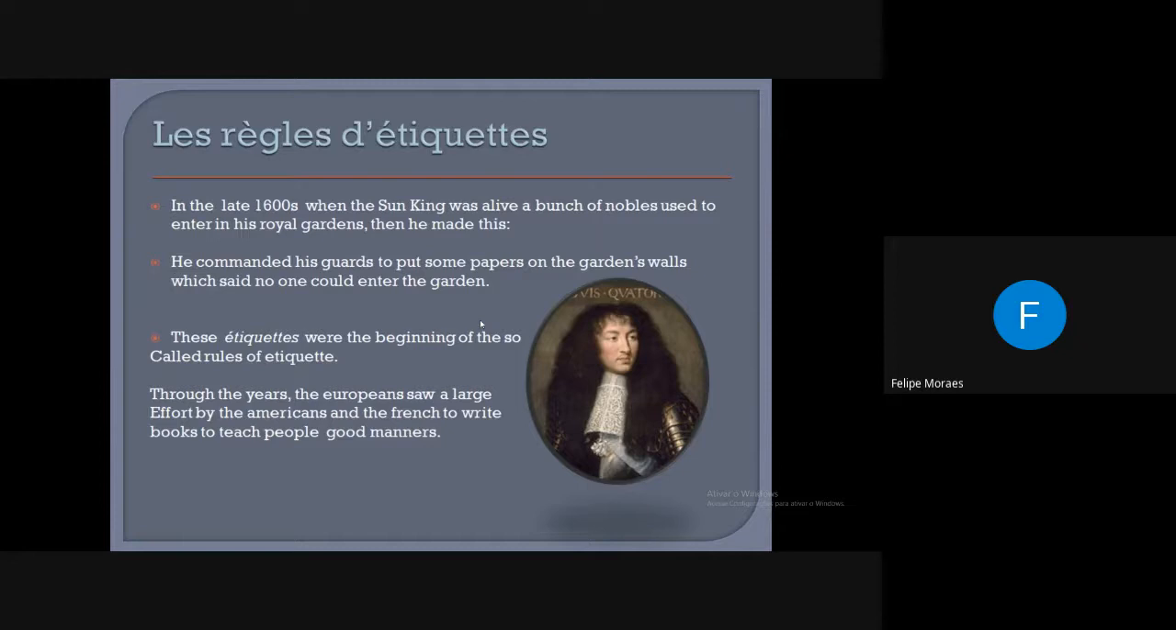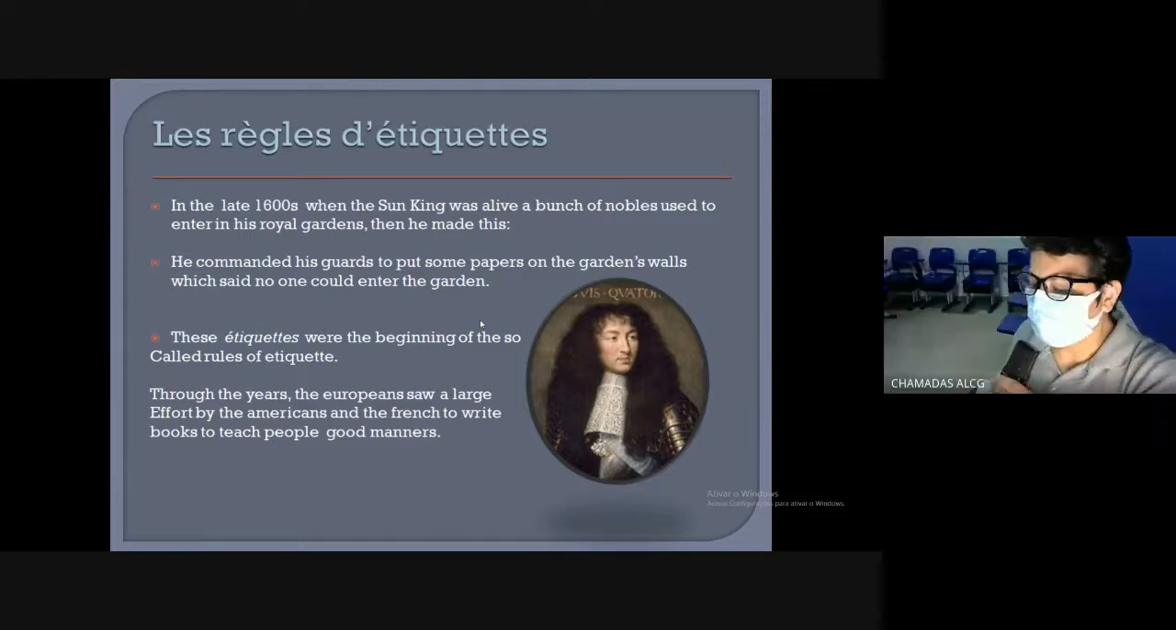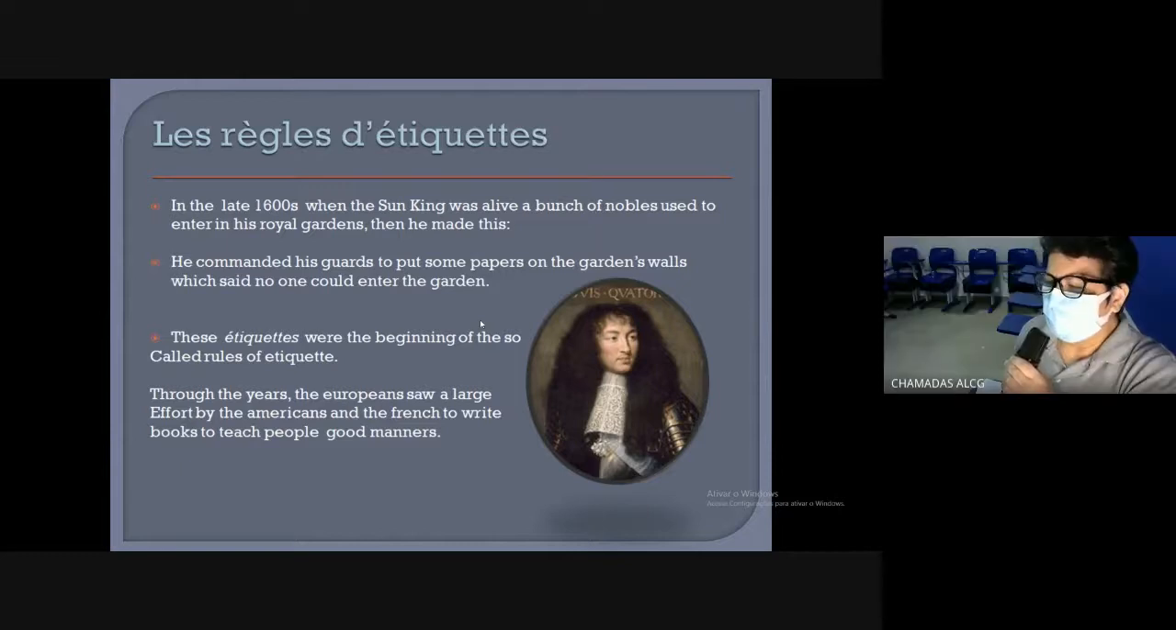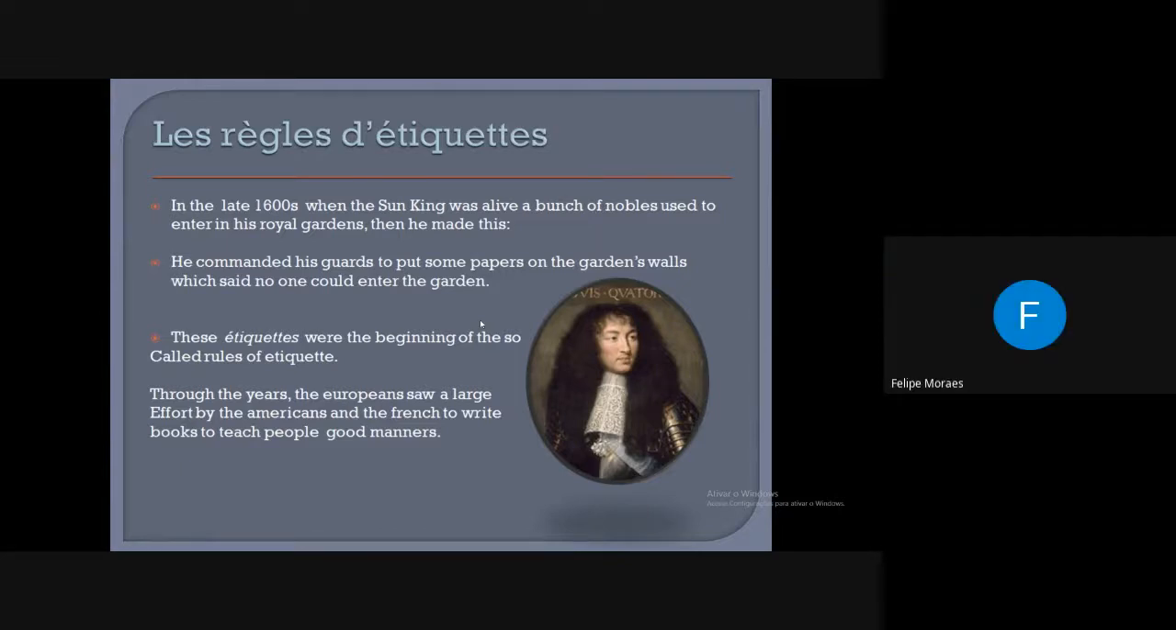of advertising people to not go into the garden. And even with this rule, he had to decree a law to not permit any noble to go into his garden because people were doing wrong things very frequently, you know, very often.